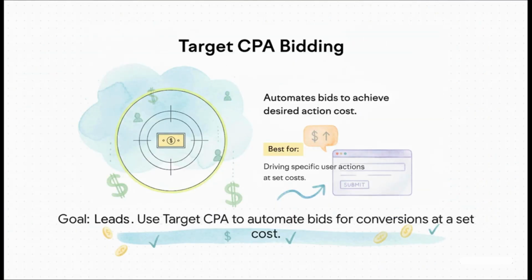Okay, now for something like lead generation, getting people to fill out a contact form, the game totally changes. Here, you'd use Target CPA, which stands for cost per action. You pretty much tell Google, hey, I'm willing to pay exactly $50 for every new lead, and the system then automatically optimizes all your bids to try and hit that specific target.